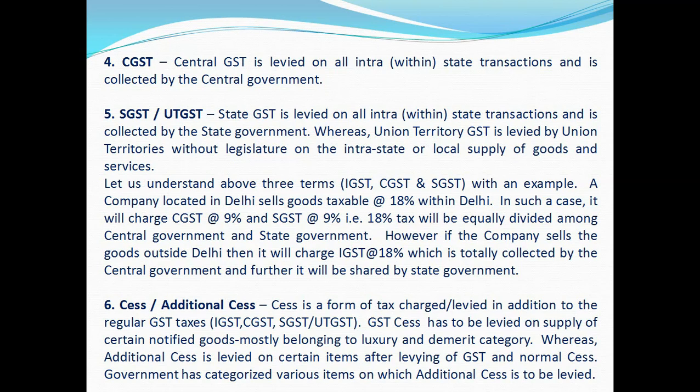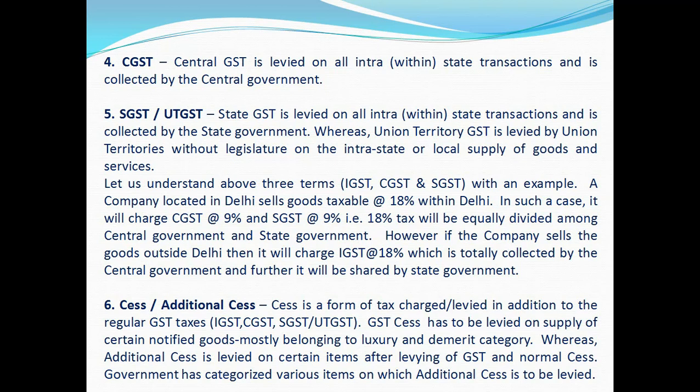Next, SGST and UTGST. SGST, that is State GST, and UTGST is Union Territory GST. Both these terms are totally similar, with the only difference that if you fall under state government jurisdiction, then you need to charge SGST, and if you belong to a Union Territory, then you need to charge UTGST. So as both these terms are totally similar, we will be referring to them as SGST. SGST is levied on all intra, or you can say within state transactions, and it is collected by the central government. Let us understand these three terms, that is IGST, CGST and SGST, with the help of an example.